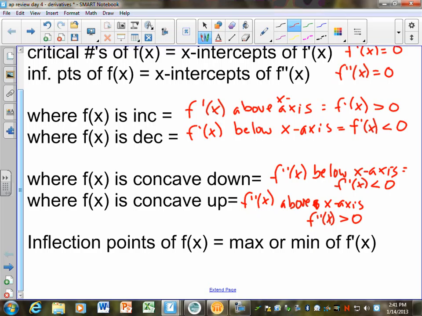And again, that's because the inflection points have the possibility of occurring where the second derivative equals 0. And think, if you were going to find the max and the min of the derivative, well, you would take the derivative of the derivative, which would be the second derivative, and you'd set it equal to 0, and you'd solve it to kind of get those critical points. So that's why those are the same, and I think there might be a question or two on one of these tests that you'll see that comes up.